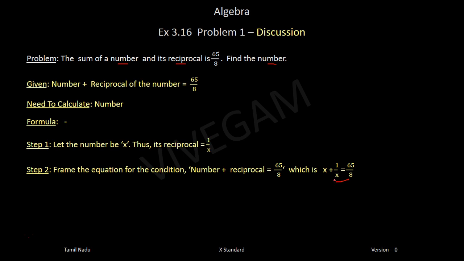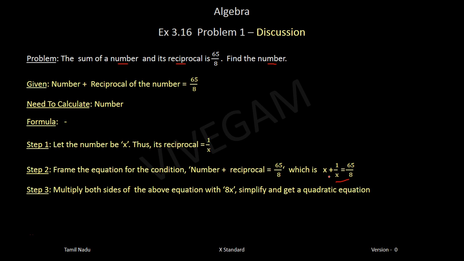Now, what you have to do is multiply both sides by the product of the denominators without any repetition, right? So, in this case, it is 8x. You multiply both sides by 8x and simplify, and you will get a quadratic equation. Thereafter, you have to solve the quadratic equation and get the value of x.